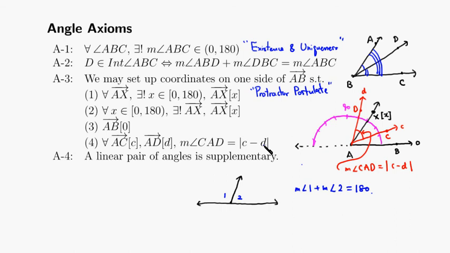All right, so that's the angle axioms. Be sure to compare these to the distance axioms. You can see the similarity. All right, that's it. I hope that this was clear.